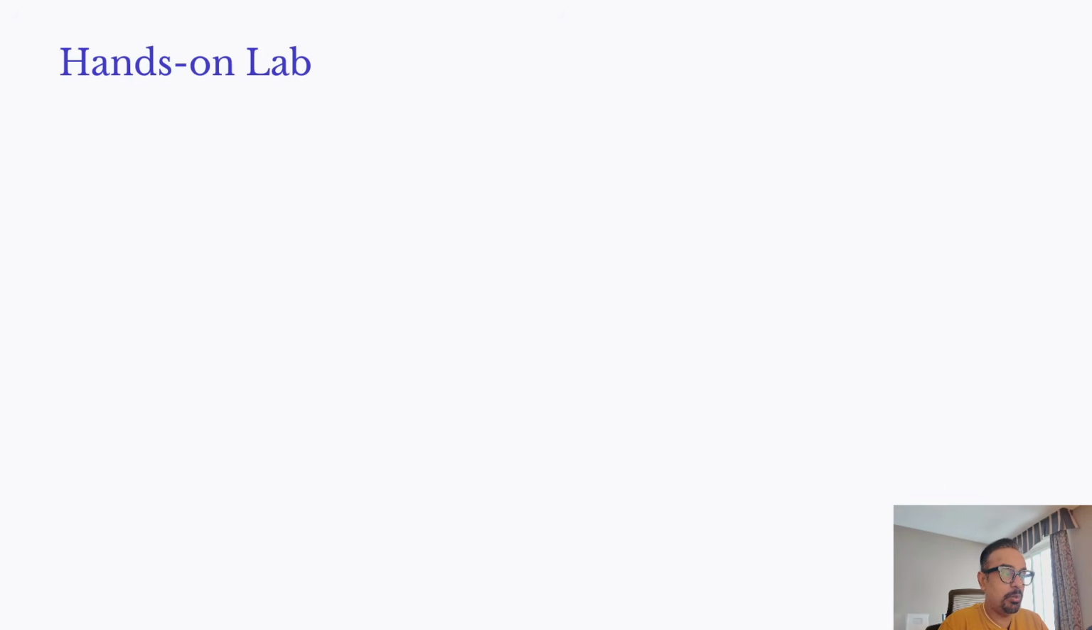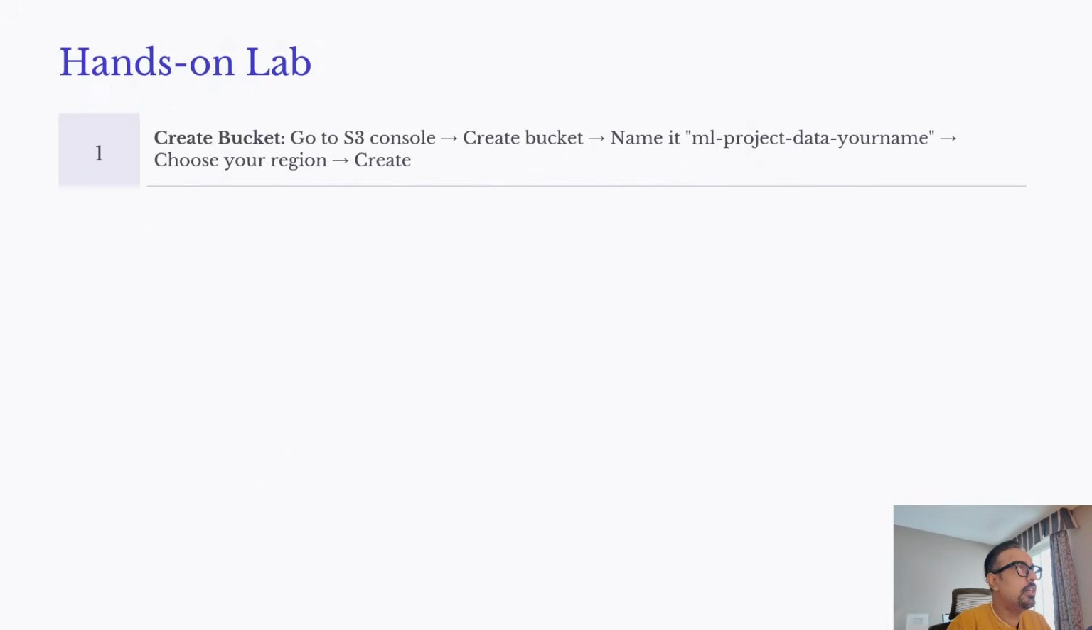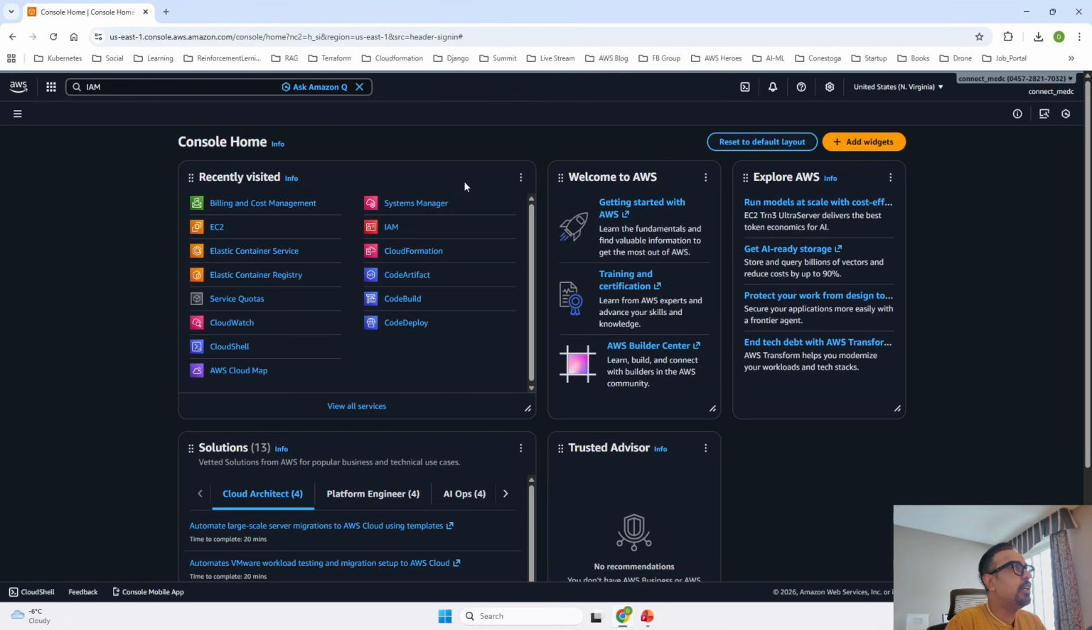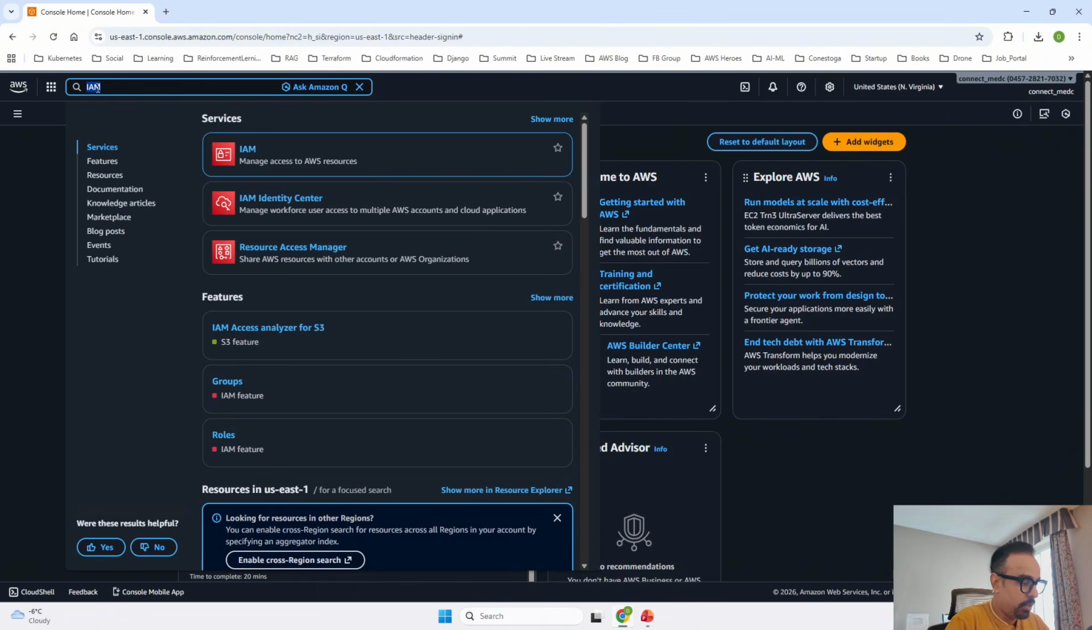Now let's do some hands-on and create an S3 bucket for our machine learning project that we would be doing with SageMaker. What I'm going to do is first go to the S3 console, create a bucket, name it machine learning project data and our channel name, choose our specific region, and create the bucket. So for that, I will jump to our console. Over here, I am going to search for S3.